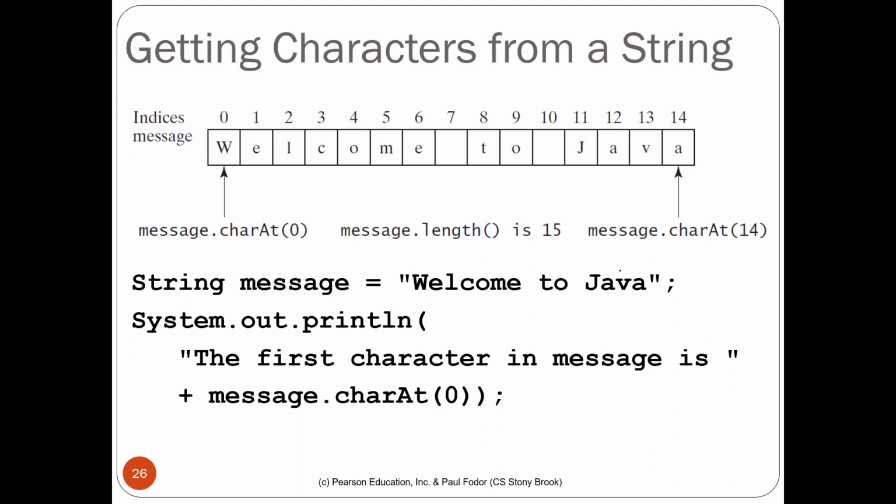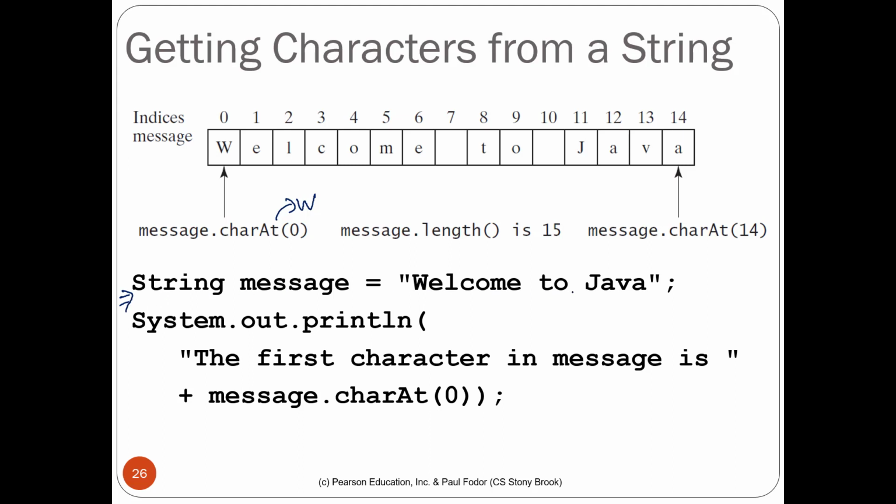Alright, so let's look at some other important aspects of a string. Here we have a very nice string, "Welcome to Java." It's written so nicely because we can easily see the indices, right? W starts with the index 0, and it goes till 14. Now we can use charAt to access any character that we want. So when you say message.charAt(0), then you'll get the first character, which is W.